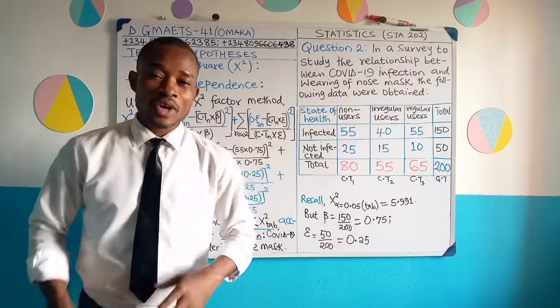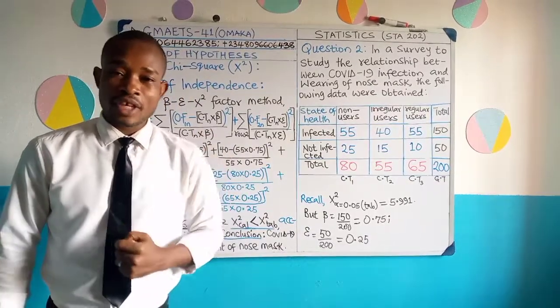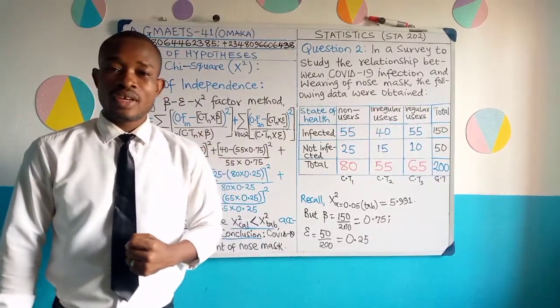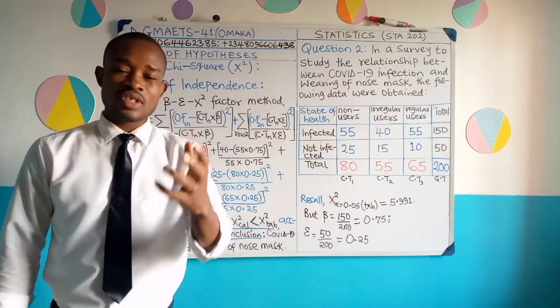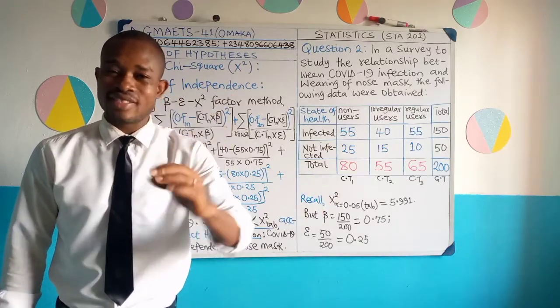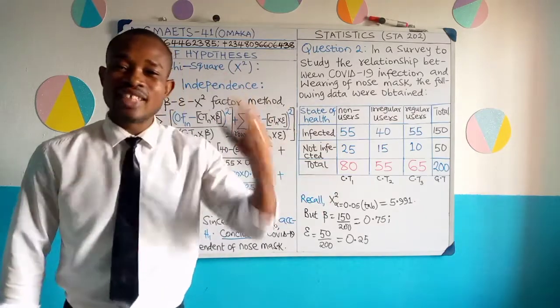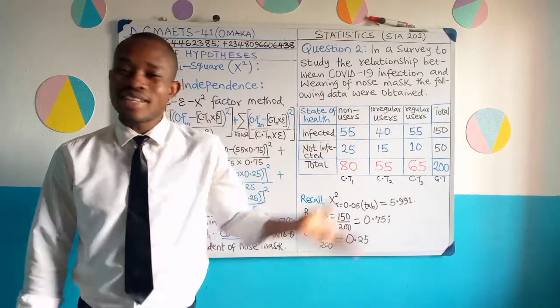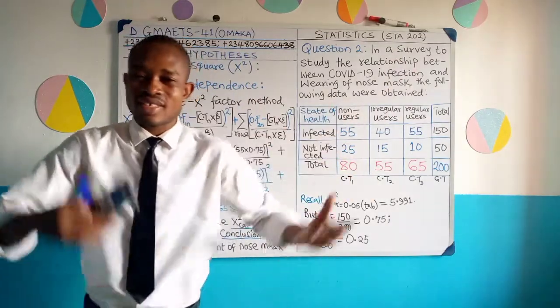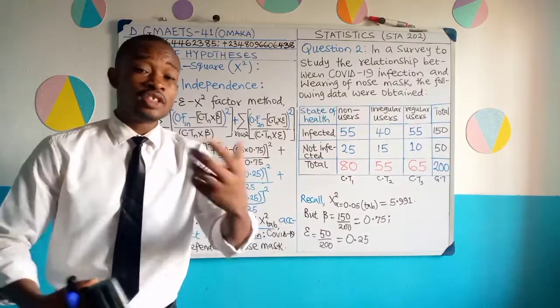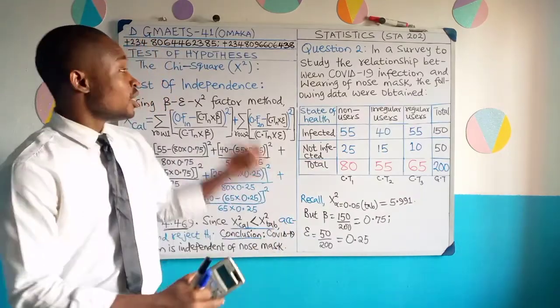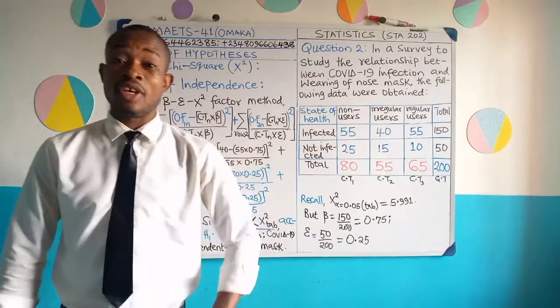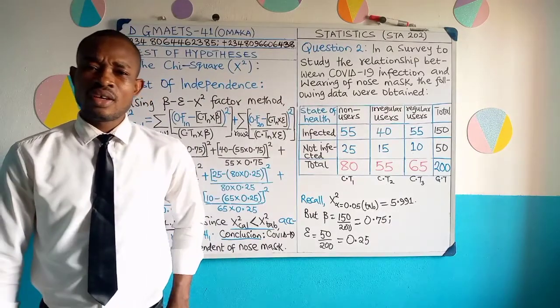However, like I said from the beginning of this video, the aim of this is not to discourage wearing of nose masks. Please, this is not data generated from the field. It's not a survey from people's responses. It's just something I brought out so that I can use it to show you how we use chi-square to carry out a test of independence. Is that okay?